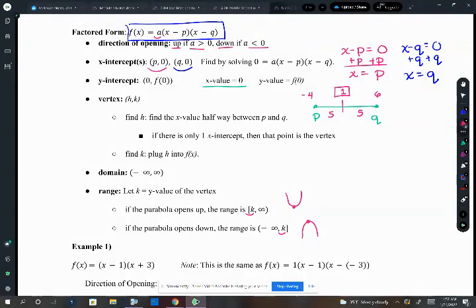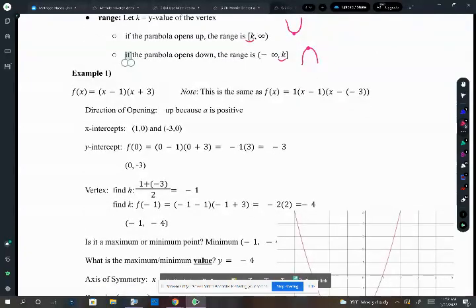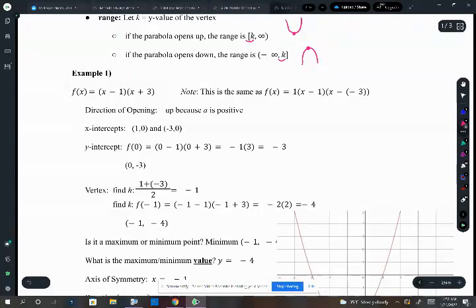So just kind of be careful. As we look at example 1, it's done for you, but we just want to point out the pieces that you can tell from there. So notice that you've got f of x is equal to x minus 1 and x plus 3. That's the same. So we're just saying, okay, if we were to put this in the form x minus p, here's your a value. This is x minus q. That's the general form, right?